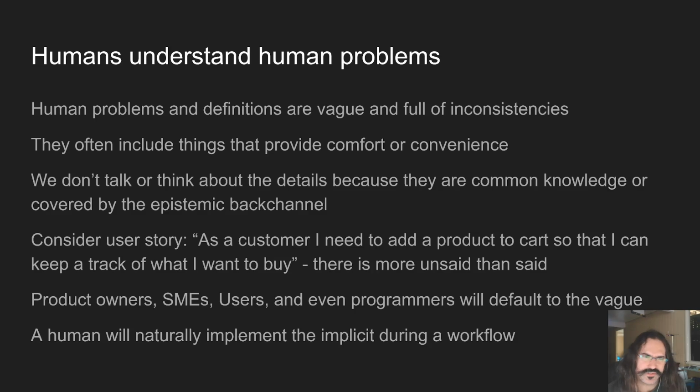Human problems and definitions, they're vague and they are full of inconsistencies, and we all do it and we do it all the time. And they very often include things that provide comfort and convenience. None of us ever talk about the details because they're common knowledge or they're covered by the Epistemic Backchannel. And the Epistemic Backchannel is often non-verbal or sometimes verbal ways that we communicate with each other subtly to indicate what we do and don't know, and very often what we think the other person does and doesn't know. And I've got a video and description about that.